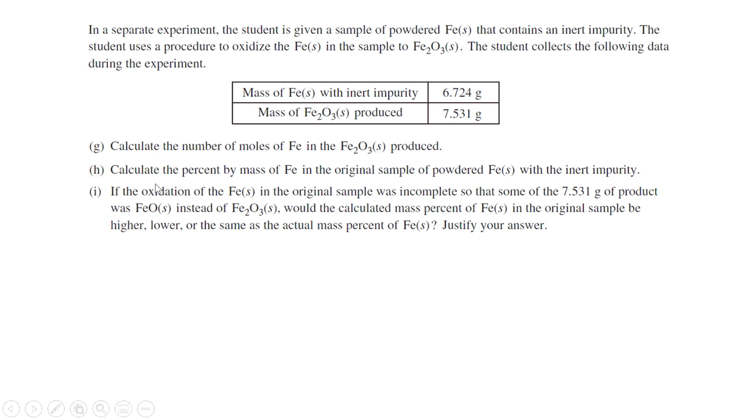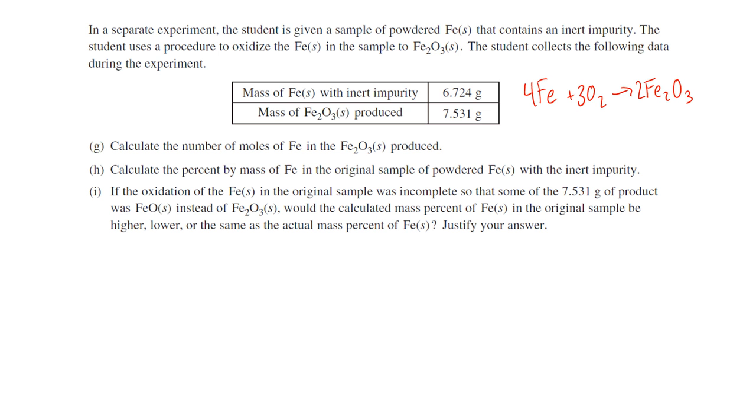All right, so now let's take a look at these ones. So we've got a reaction. We've got some iron that is reacting with some oxygen to make iron oxide. So it looks like we can maybe write out a balanced chemical equation if we wanted to. Looks like this reaction is happening. And you don't actually have to write this reaction out, but I was just doing that so you could see what's happening there. So iron's reacting with oxygen to make your iron oxide. And you want to calculate the number of moles of iron in the iron oxide produced.